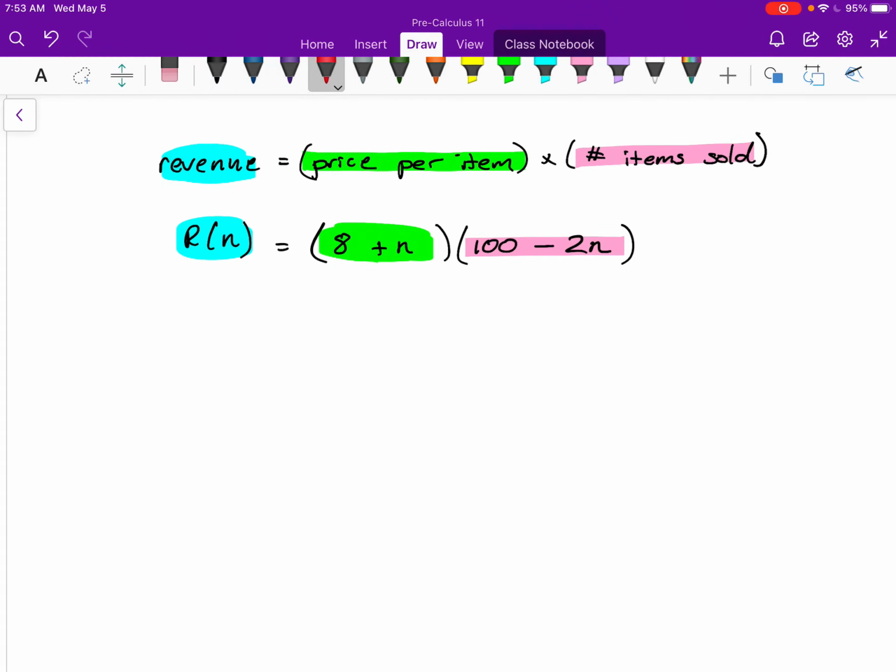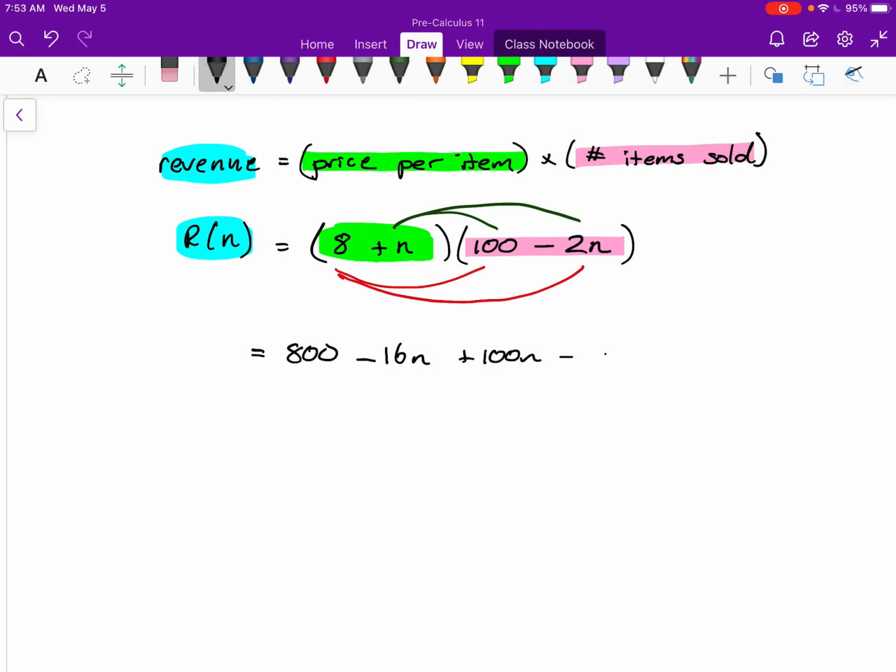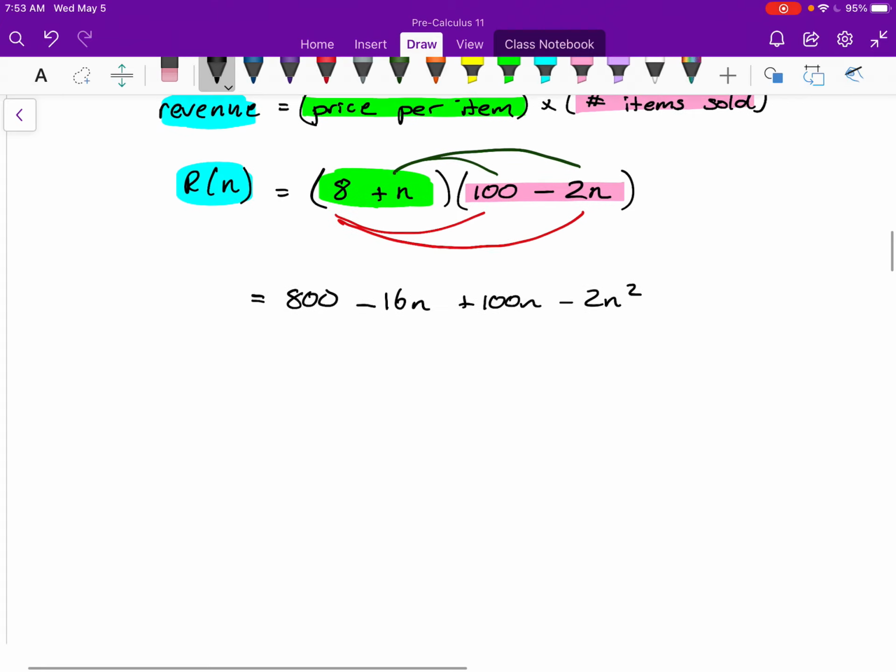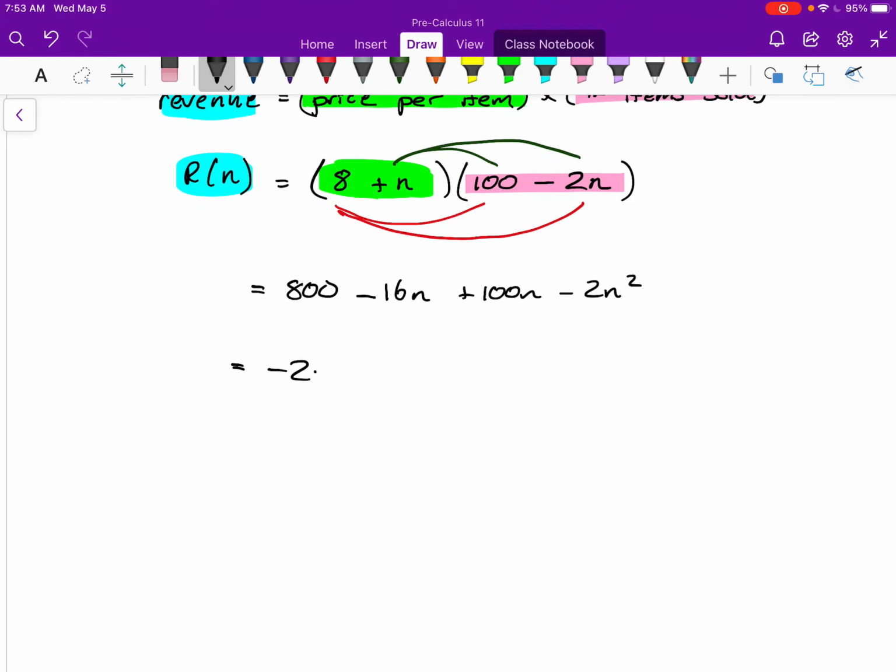Well, let's first FOIL this all out. 8 times 100, 8 times negative 2n, n times 100, and n times negative 2n. Now you can see how we have the makings of a quadratic equation again. I'm going to put it in standard form. So I'm going to write the negative 2n squared first, combine those like terms with n. I get positive 84n, and put my 800, the constant, last. So now it's written in standard form. In fact, let me label that.